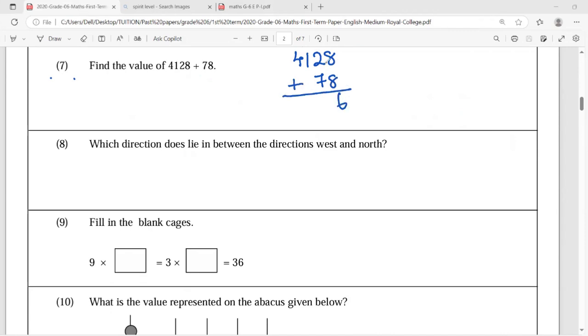8 plus 8 is 16, and 1 carries. That means 1 plus 2 is 3. 3 plus 7 is 10. So 1 still carries. And 1 plus 1 is 2. And we have here 4. Right? The answer is 4,206. You can write the answer just like this. I always recommend it is better to leave this rough work there. You don't need to erase all this, right?